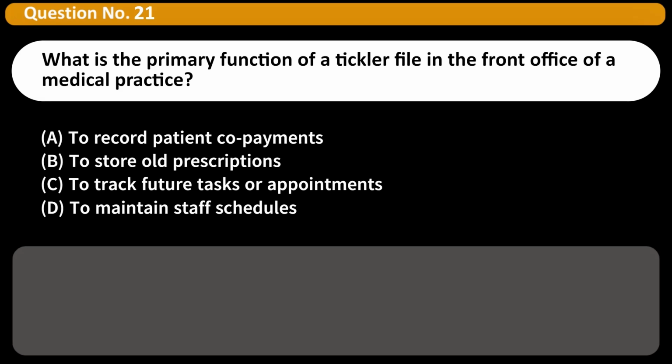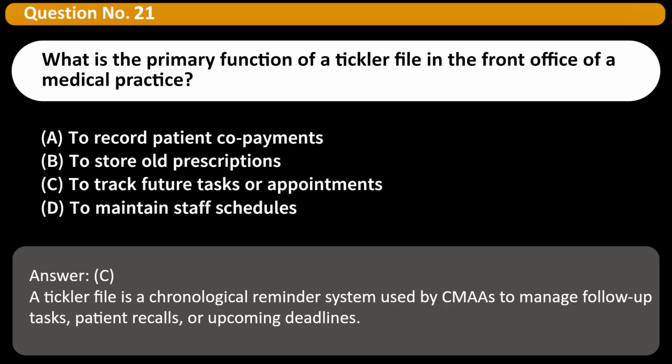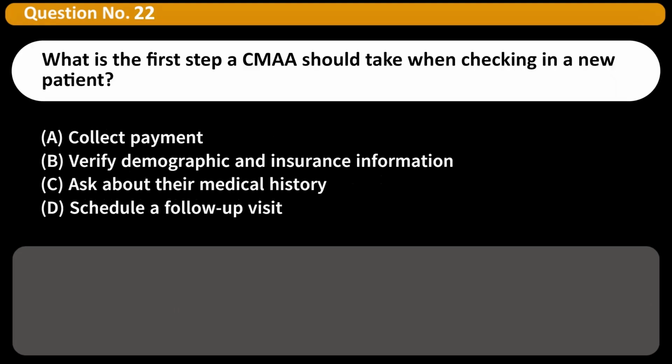What is the primary function of a tickler file in the front office of a medical practice? A. To record patient copayments. B. To store old prescriptions. C. To track future tasks or appointments. D. To maintain staff schedules. Answer: C. A tickler file is a chronological reminder system used by CMAAs to manage follow-up tasks, patient recalls, or upcoming deadlines.